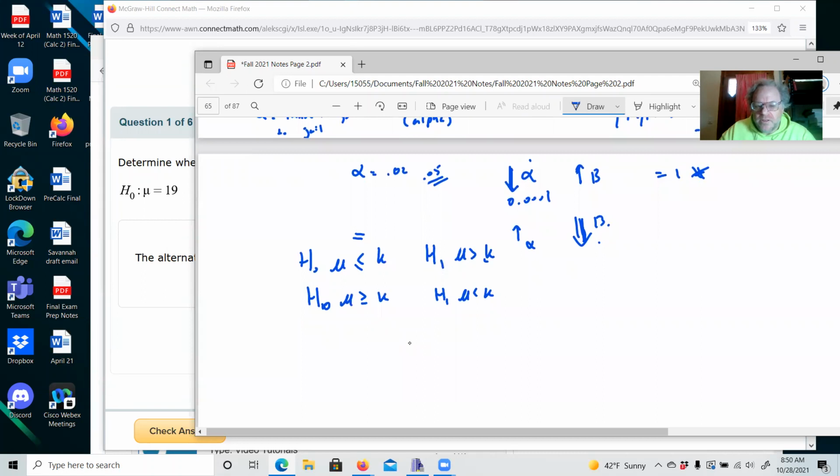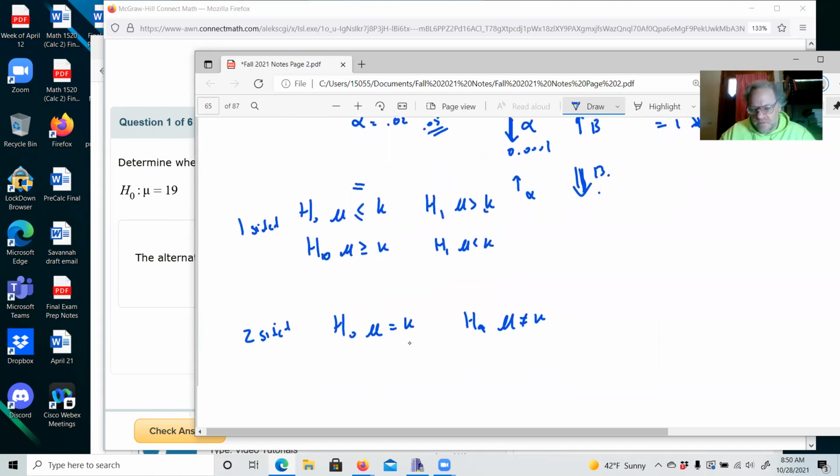Two-sided test, so this is both one-sided. H0, mu is equal to K, and then H1, mu is not equal to K. And again, our alpha, that's the level of significance. This is what it's called, level of significance.